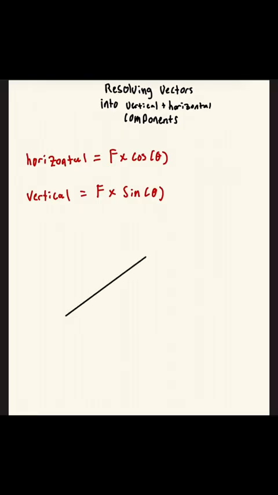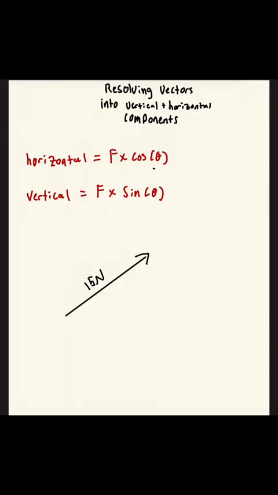So we have a vector, okay, like this. And let's say the magnitude of that vector is 15 newtons. All right, so we're dealing with a force vector with a magnitude of 15 newtons. And we need to also know the angle in order to resolve it into its horizontal and vertical components.